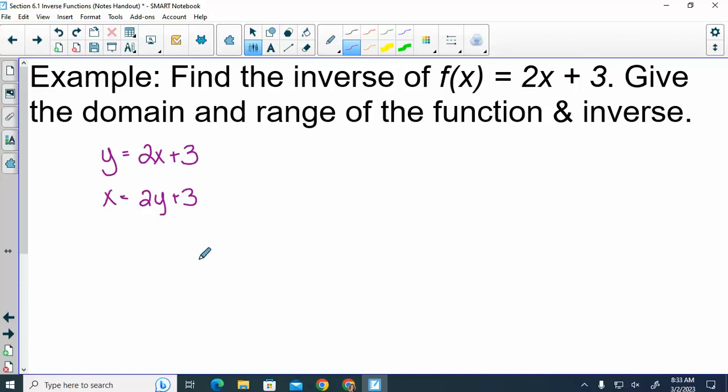Third, we like things to be y equals, so let's get the y by itself. So we can subtract over the 3, divide by 2, and then final step, I want to show that it's an inverse, so instead of y, we're going to write f to the negative 1 of x.